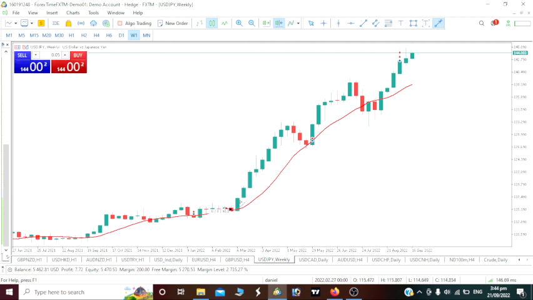There was an impulse move that was made on USDJPY. We had a pullback area. We had another impulse move. We had a correction. Guess what again? We are on another impulse move again. So basically, you can see on the weekly time frame, USDJPY is bullish.